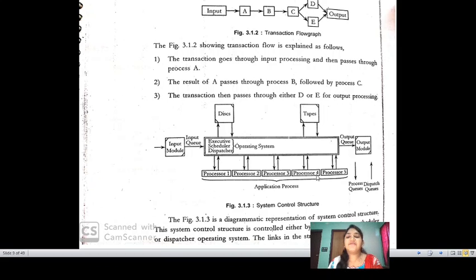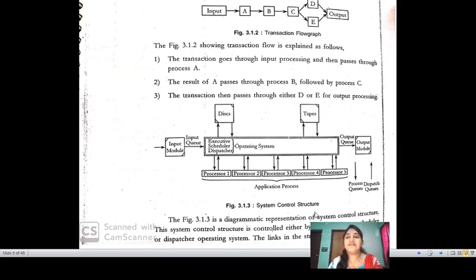Here the operating system handles the processes, application processes, and all the process queues, dispatch queues, output queues, and disks and tapes. So executive, scheduler, and dispatcher. Executive is for execution. Scheduler schedules the processor, deciding which process is going to enter the processing state, and dispatcher is nothing but dispatching from the ready state to the running state. All this is handled by the operating system.